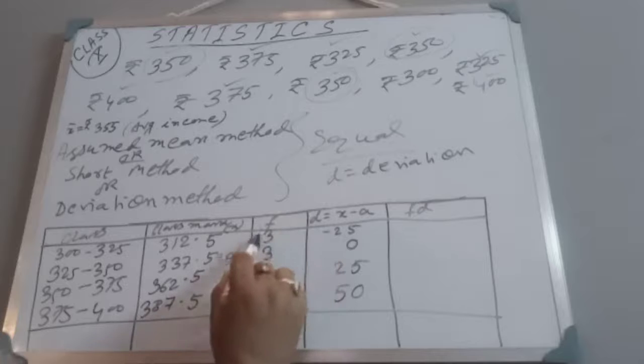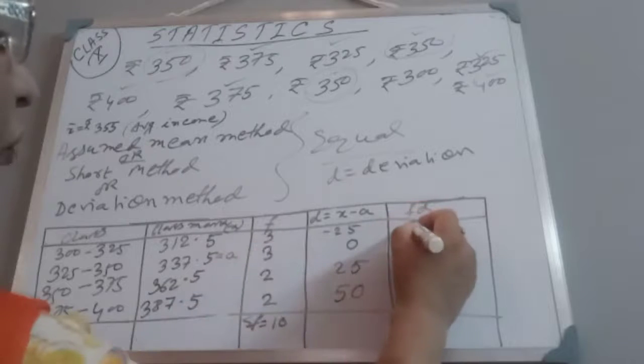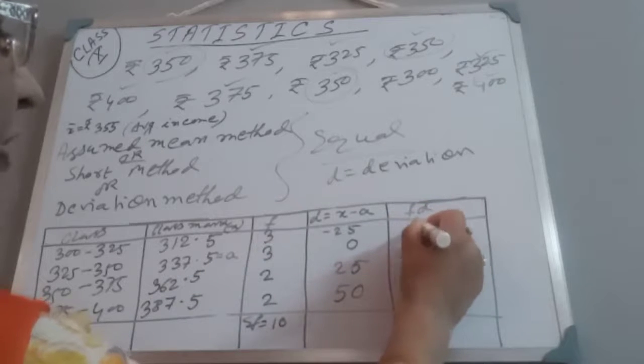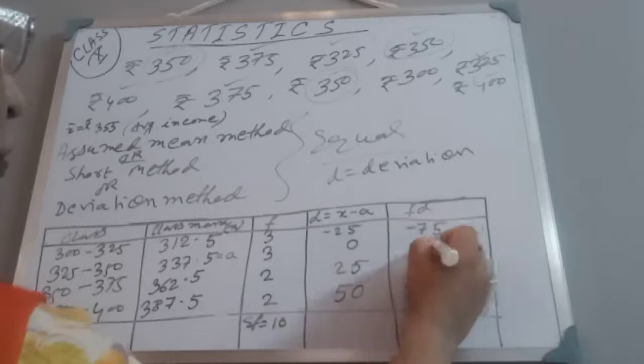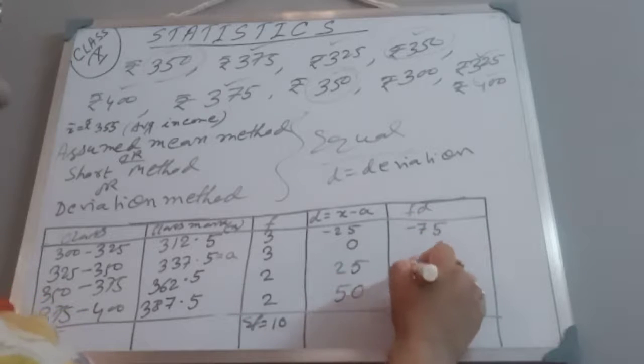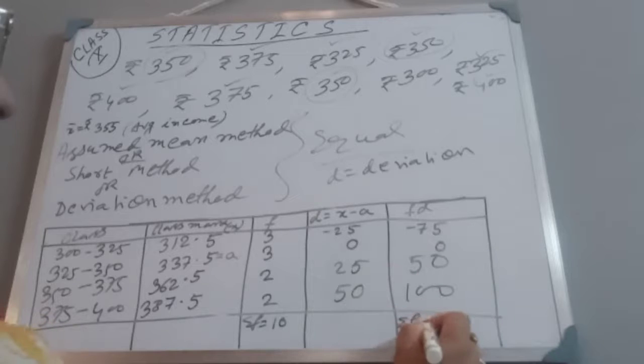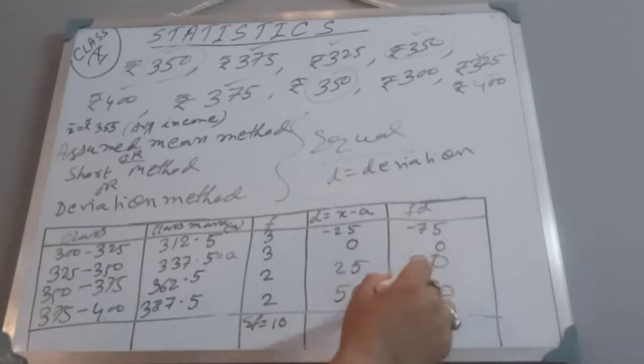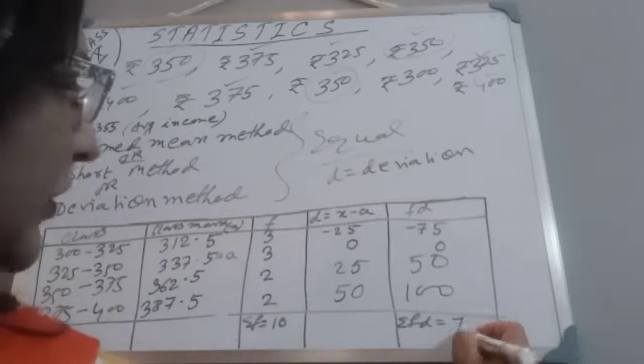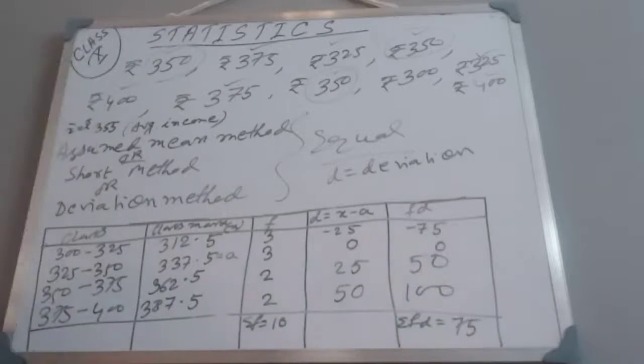So this is D, this is F. Just do the multiplication. What will we get? Minus 75. Next is 0. Next is 50. Next is 100. Now add this, sigma FD. How to find sigma FD? Just add all this. So minus 75 plus 100 is only 25. So 50 plus 25 is 75. Got it?